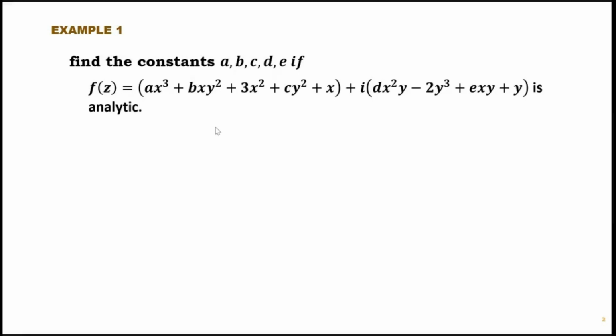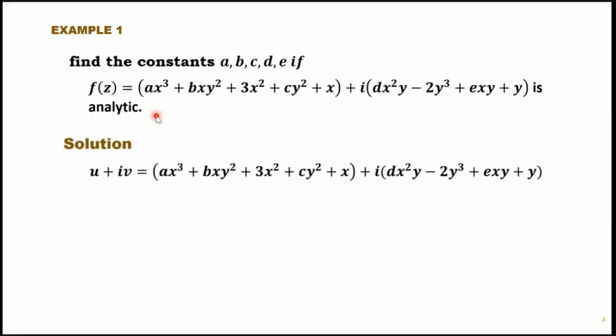So here you are given that the function is analytic, and we know that if the function is analytic, then u and v will satisfy the CR equations. We have to calculate the values of a, b, c, d, and e. Since the function is analytic, it satisfies the CR equations. And we normally replace f of z by u plus iv. So I have written u plus iv equal to the given problem.